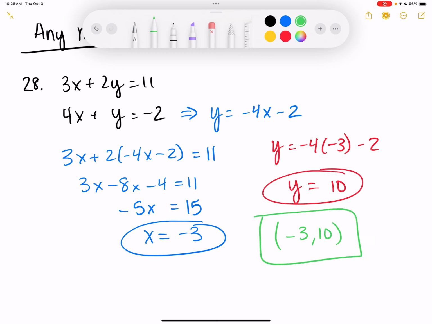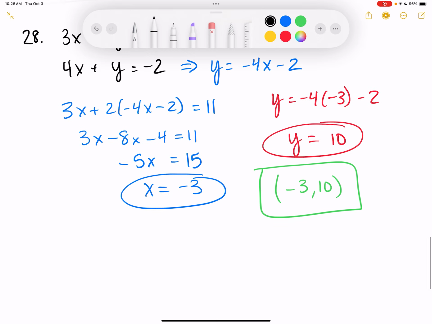Okay, we ready for homework? I think we completely understand all of this. I believe we can do this. One more. 36. You have to do it, right? 4x minus 3y equals 8, and negative 8x plus 6y equals 16.